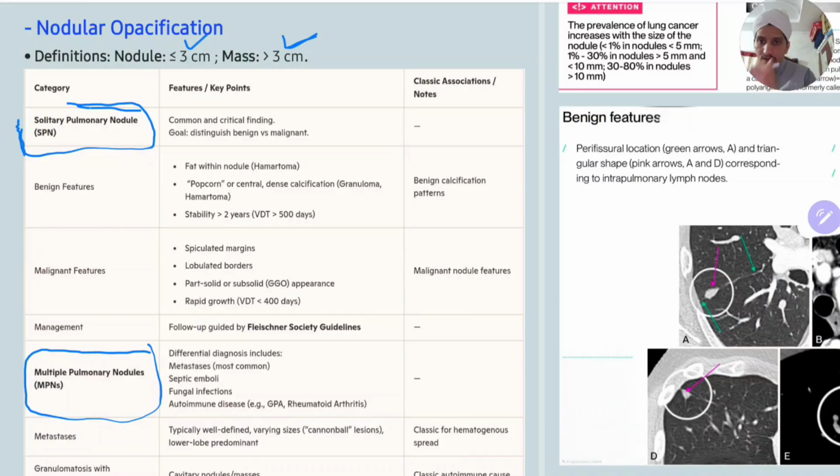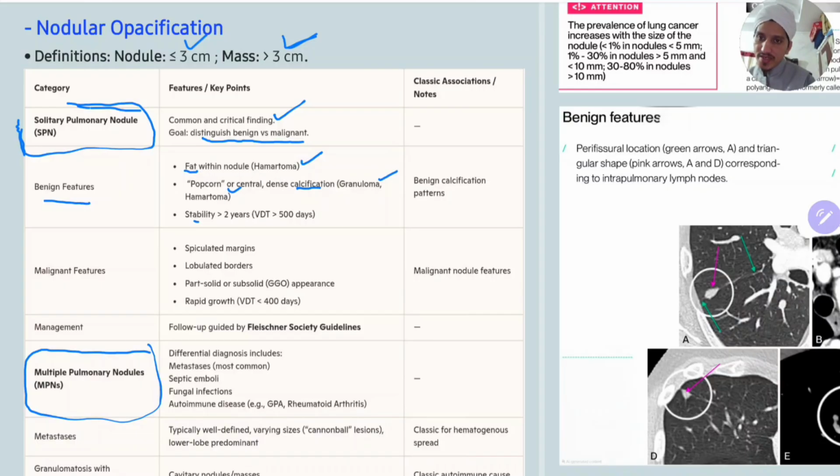A solitary pulmonary nodule is a common and critical finding. The goal is to distinguish between benign and malignant. So what are the benign features? Presence of fat within the nodule, likely hamartoma. Popcorn or central dense calcification can be granuloma or hamartoma.